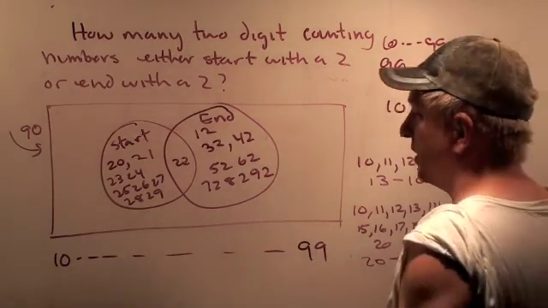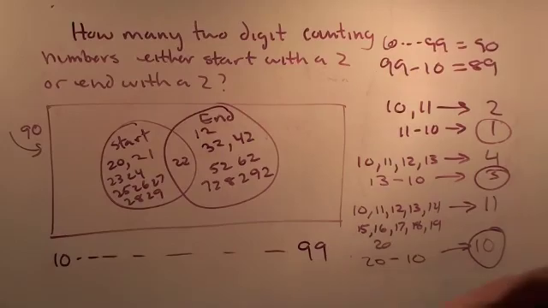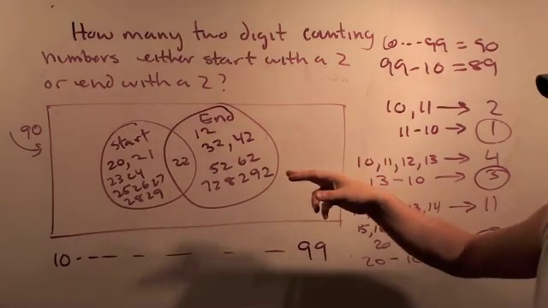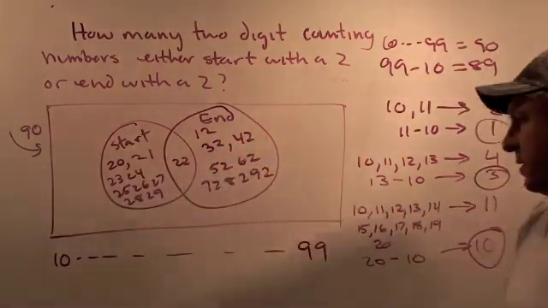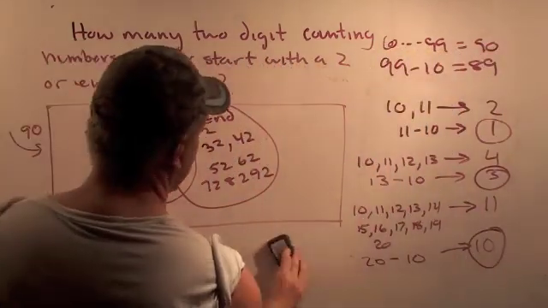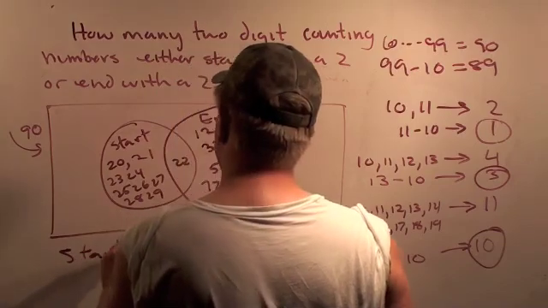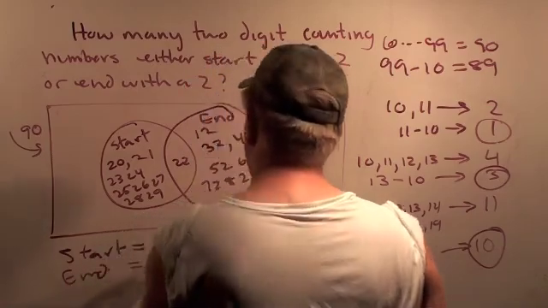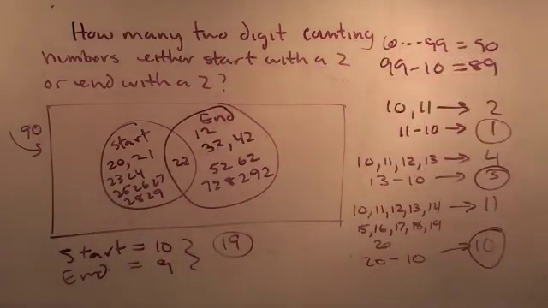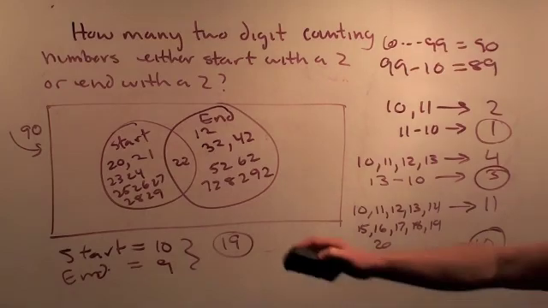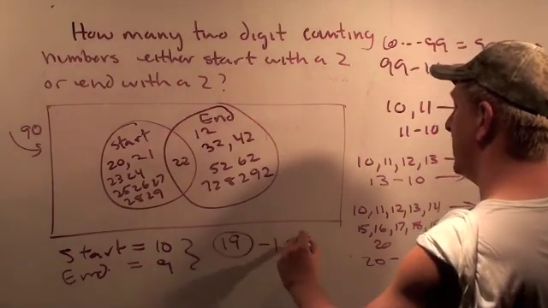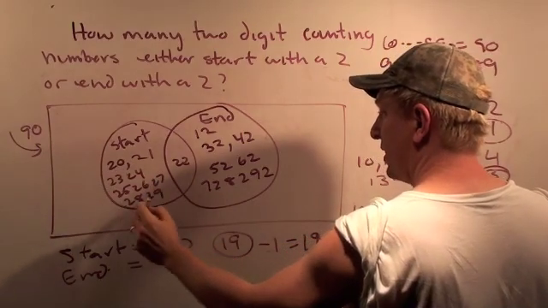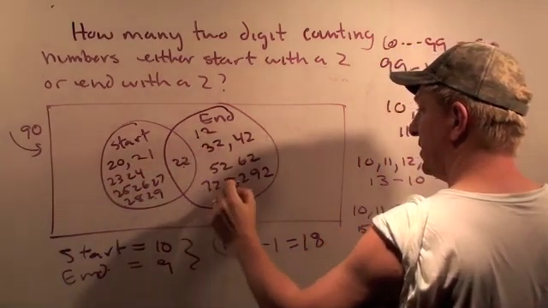Now remember, I'm telling you why you have to subtract the amount of numbers that are in the overlap. If we try to count all of these numbers, I've counted start plus end. I would count 22 twice. Start had 10, end had 9. But if I said there were 19 numbers, that would be wrong, because I would have counted 22 twice. So it's 19 minus 1, which is 18. And let's just double check. 1, 2, 3, 4, 5, 6, 7, 8, 9, 10, 11, 12, 13, 14, 15, 16, 17, 18.